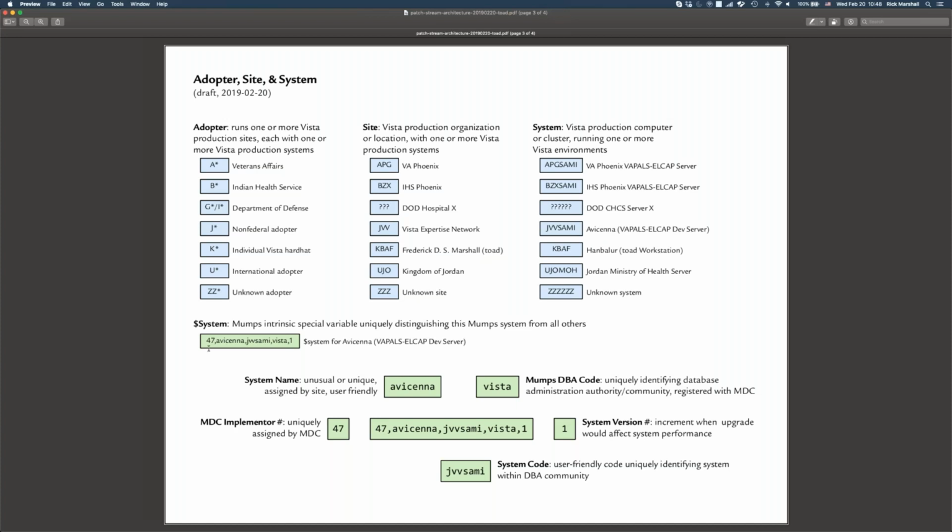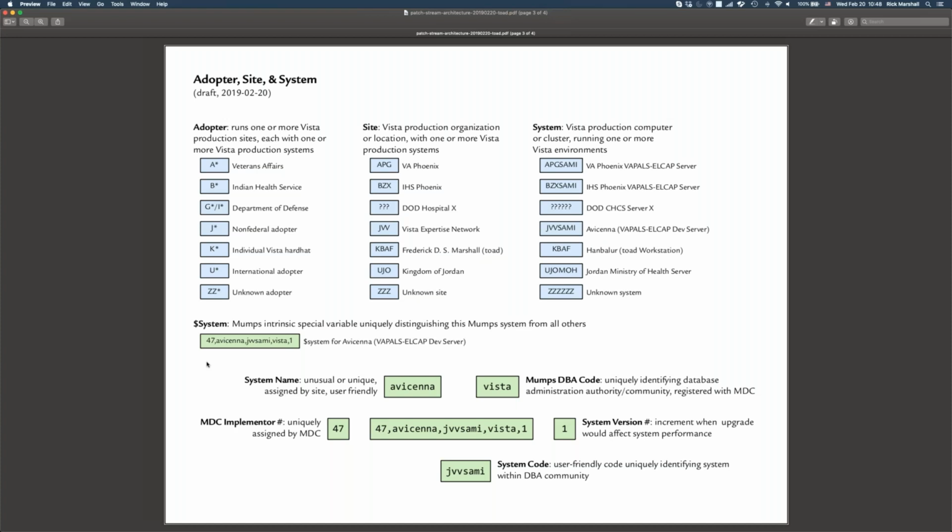And the MDC is very clear about the syntax and also not very clear about the syntax, in a way that is part of the fine art of establishing standards, which is to not say anything more than you have to. So what they say in the standard is it has at least 2 comma pieces. You can see this value here, 47 comma blah blah blah, and what the standard says is the first comma piece is a number that uniquely identifies the Mumps implementer. So, for example, InterSystems has a number, and nobody else has that number.